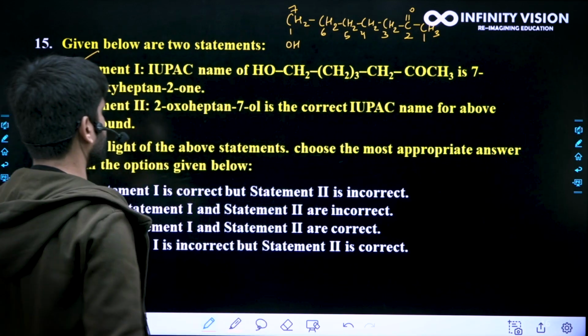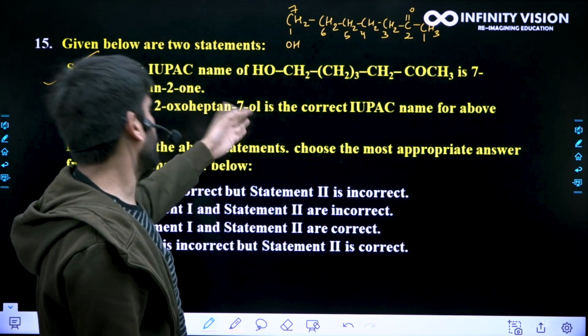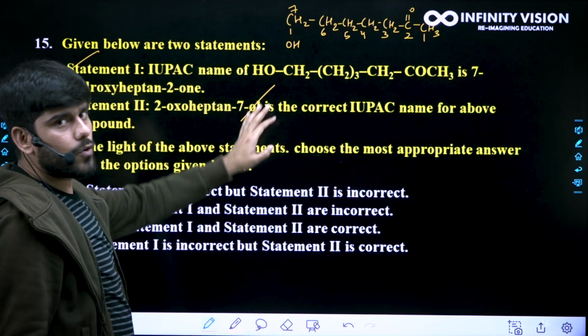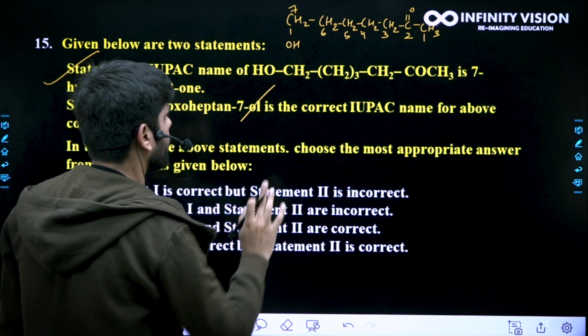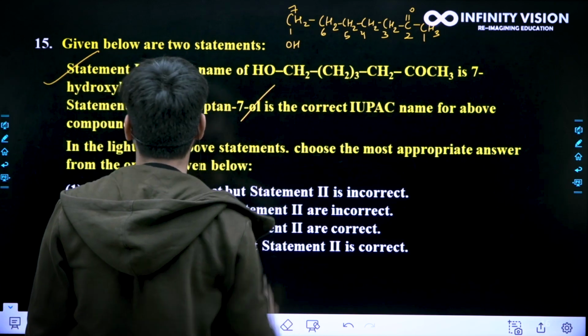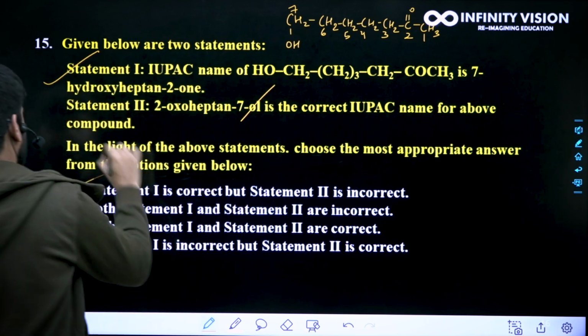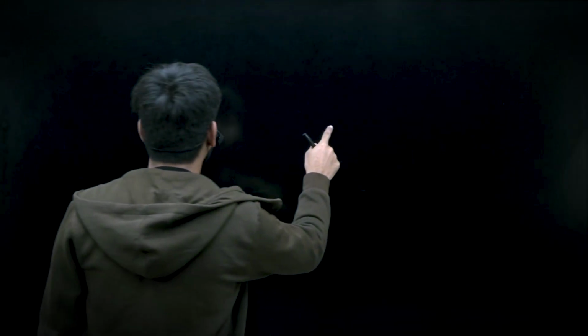Yes, statement 1 is correct. Statement 2 says 2-oxo-heptan-7-ol. Obviously, you cannot end the name with ol. So is that the correct IUPAC name? No, it is not the correct IUPAC name. So statement number 1 is correct. This is the actual IUPAC name of this. So statement 1 is correct, but statement 2 is incorrect. Yes, first is the right answer. Let us move to the next question.